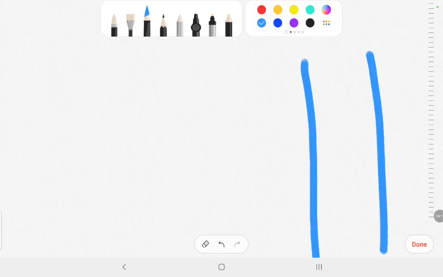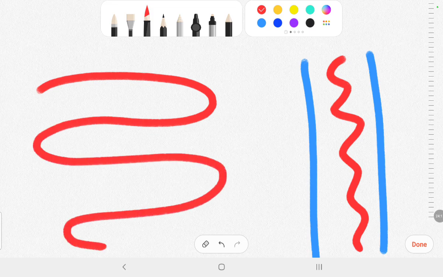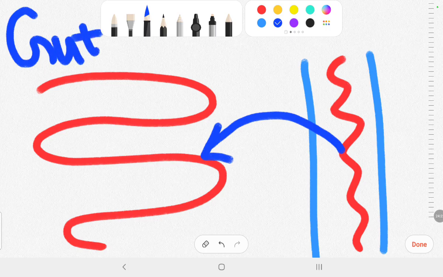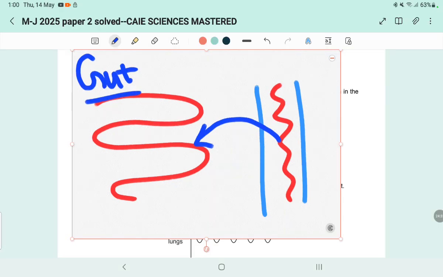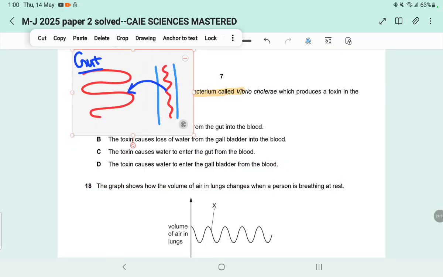So imagine that this is your blood canal, okay? This is the blood canal, and you have here your small intestines. Basically, the water will move from the blood and enter into your gut. Now this causes the water to move from the blood into your gut, causing dehydration, and that is the main role of the Vibrio cholerae.